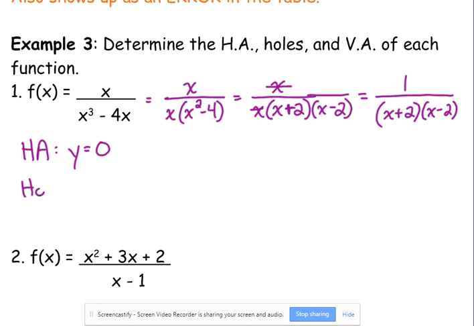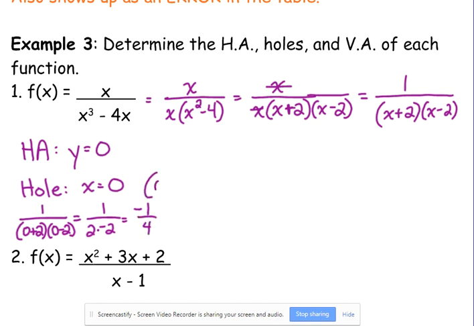So we canceled an x, so our hole is x equals 0. Let's plug 0 into the simplified version. So we get 1 over 2 times negative 2, which is negative 1/4. So our hole is (0, negative 1/4). I want you to write it as a point. Every time, write it as a point.